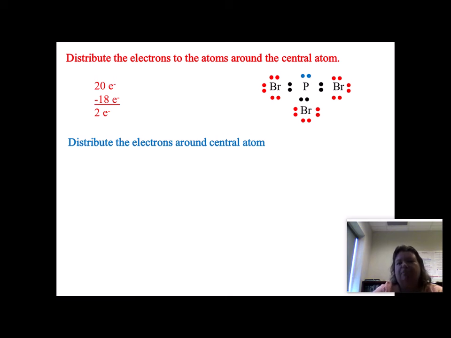So the last step is to make sure that my center atom, phosphorus, sees 8. I've got 2, 4, 6, and 8. So I'm done with the structure. Okay, you can also draw these as being dashes.